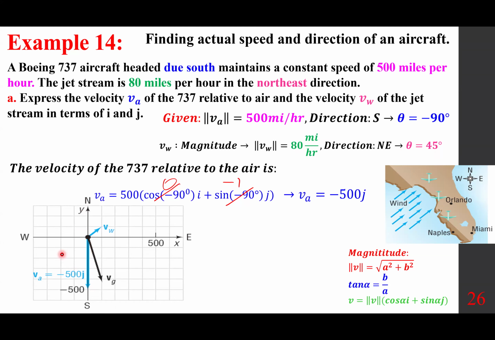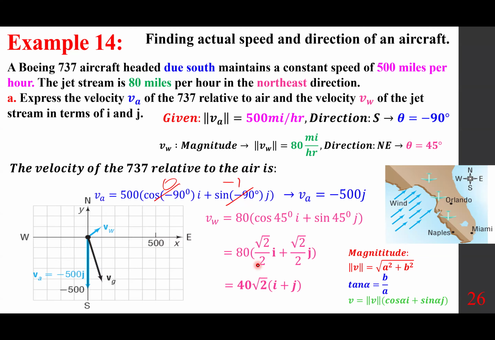Okay, so this is going down, minus 500 j. That's the velocity for the aircraft, and 80 cosine of 45, sine of 45, both of them are square root of 2 over 2. So divide by 2 and you get 40 square root of 2 i plus j. Both of them have the same coefficient, if you will.